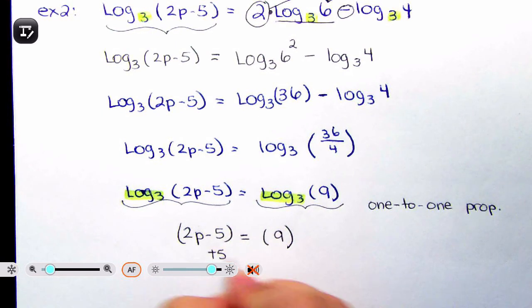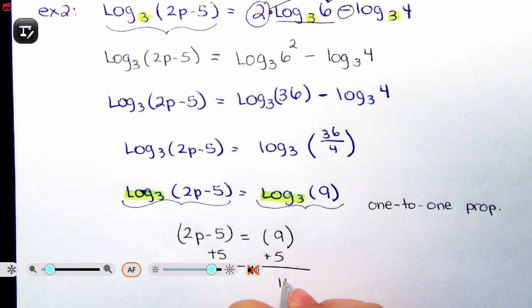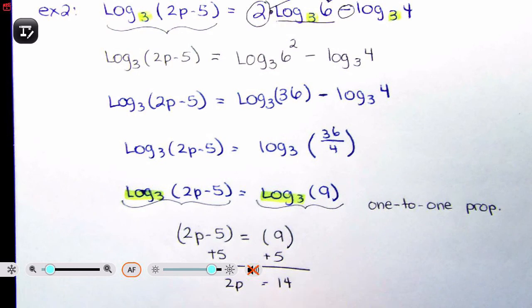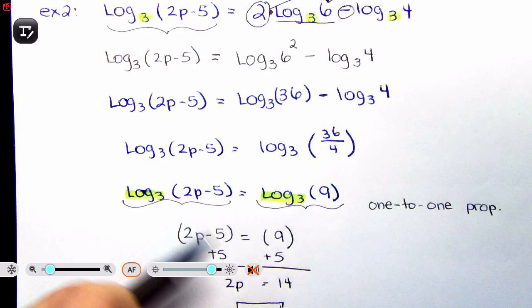All right, let's continue solving. I'm going to add 5 to both sides. Therefore, p is equal to 7. Maybe p is equal to 7. Maybe p is not equal to 7. What I'm going to do is I'm going to take this 7, plug it in here, and then solve.